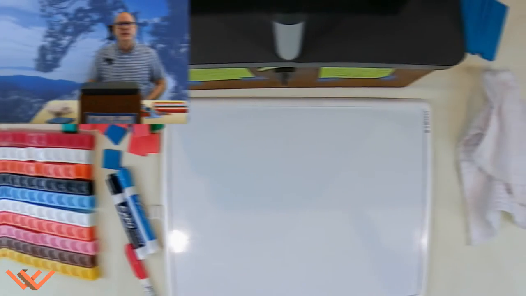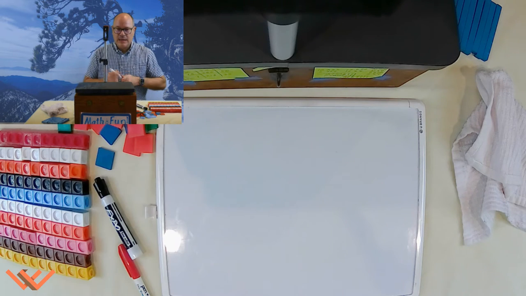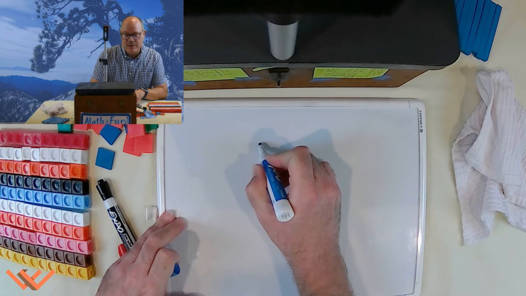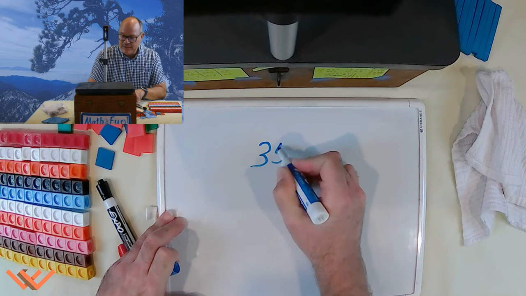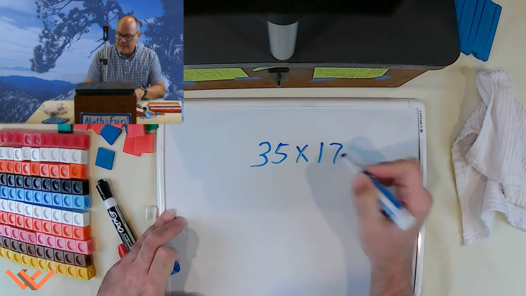Okay. I want to show you a different way on how to do multiplication, and it's called the box method. So follow along with me. So a couple of weeks ago, Alabama played Florida, and they won the game, but at halftime, Alabama had 35 points, and Florida had 17 points.